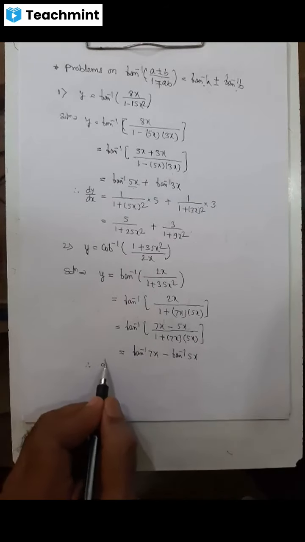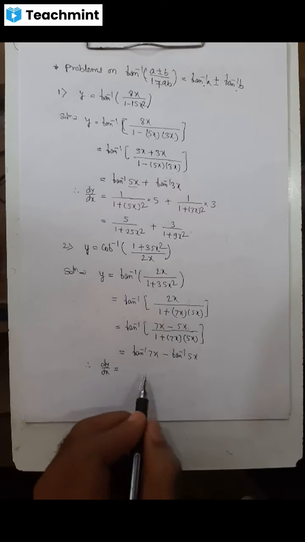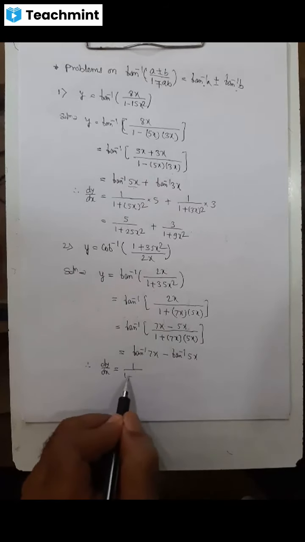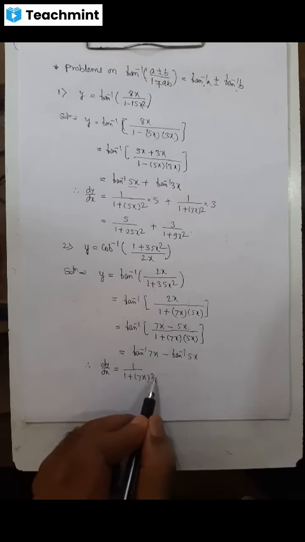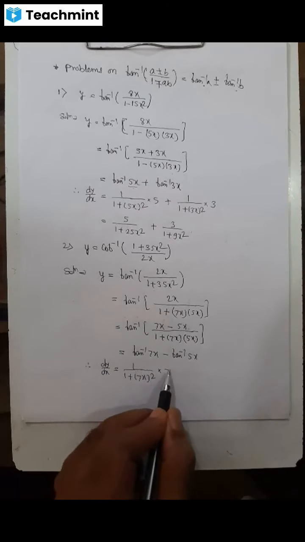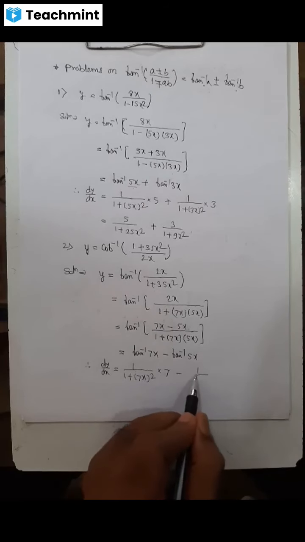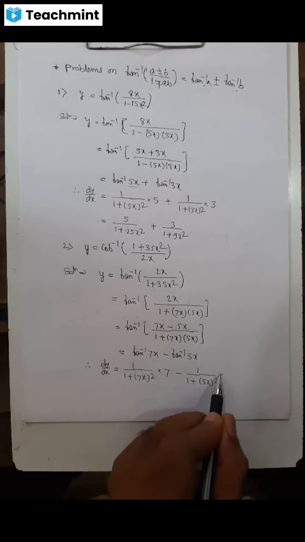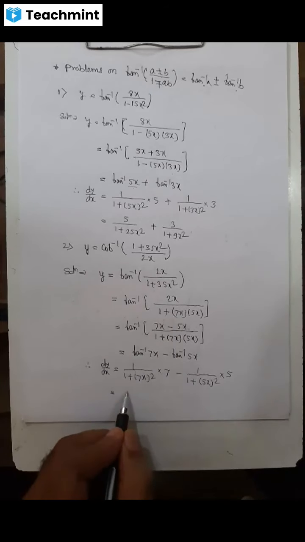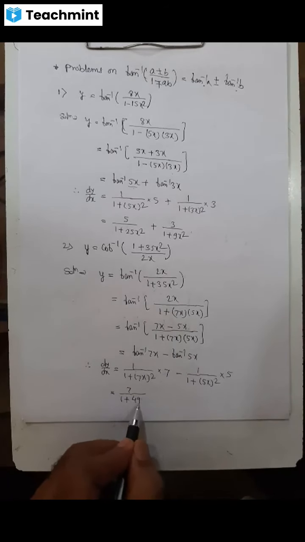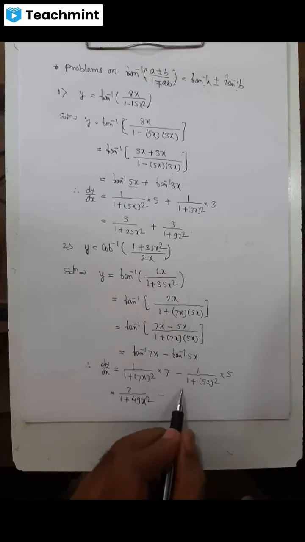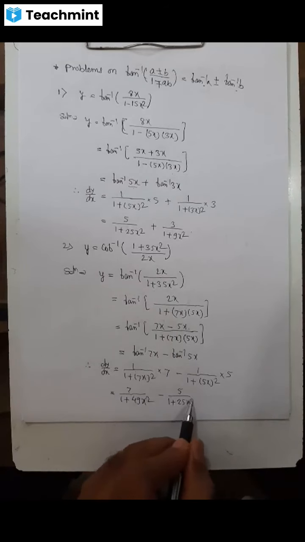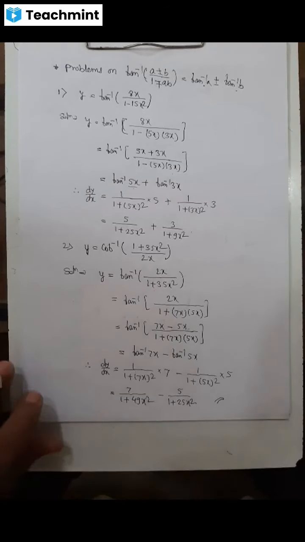And now take the derivative. So dy by dx is equal to the derivative: 1 divided by 1 plus 7x whole square, multiplied by the derivative of 7x, that is 7, minus the second term's derivative, 1 divided by 1 plus 5x square into the derivative of 5x, which is 5. Thus we get 7 into 1, that is 7, divided by 1 plus 49x square, minus 1 into 5, that is 5, divided by 1 plus 25x square, and this is the answer.